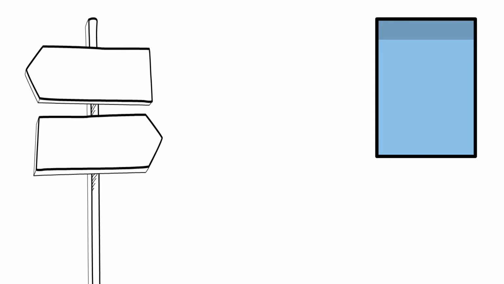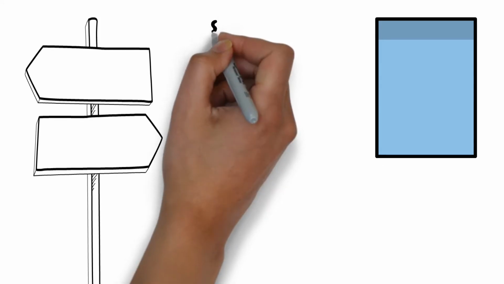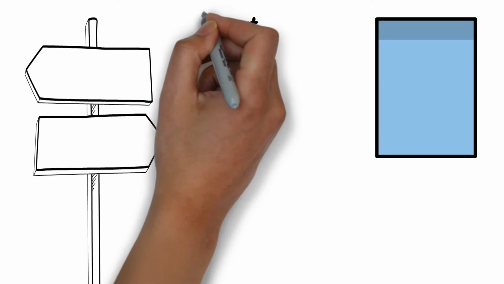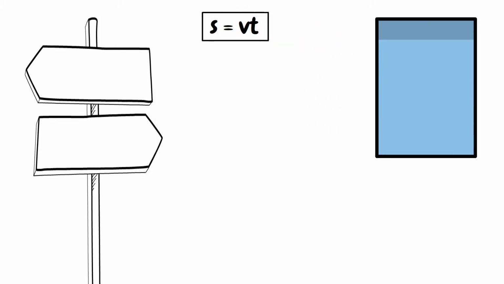The first thing you will need to know is the displacement formula. The displacement formula is displacement equals velocity times time. By deriving that formula, we are able to get this new formula.